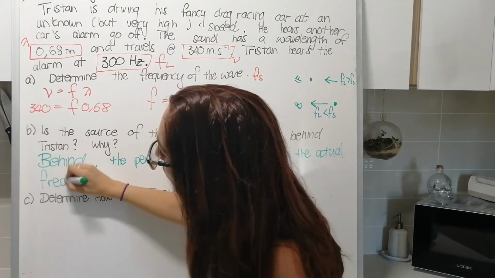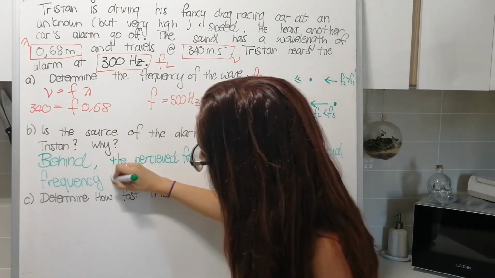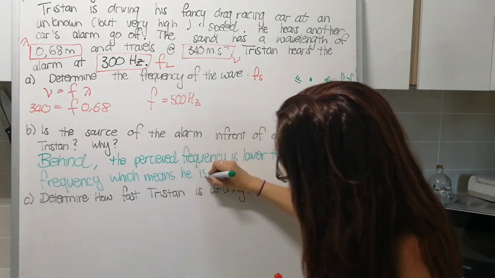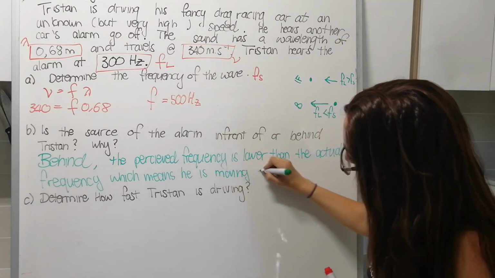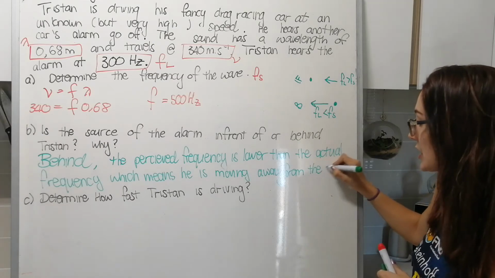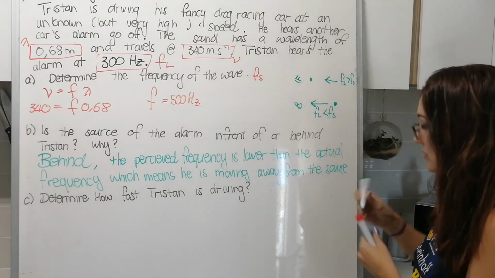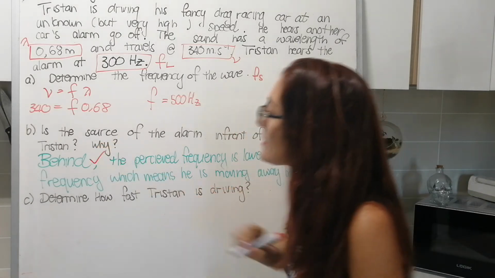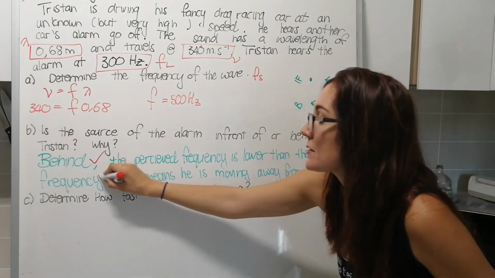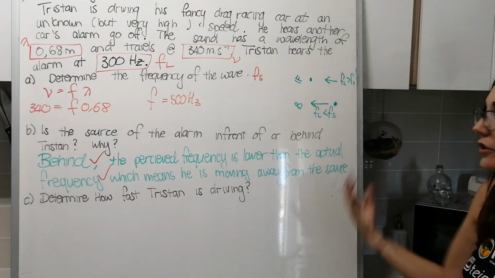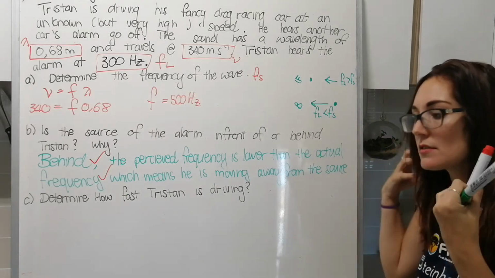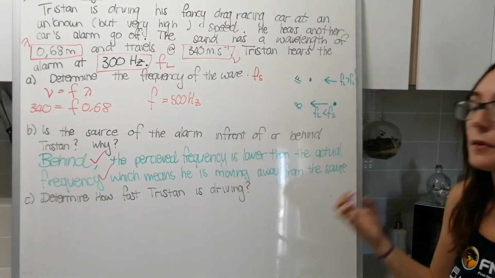Which means he is moving away from the object or away from the source. Okay, now this would normally be a 2-mark question, and you would get your 2 marks for saying where it is, and then it's honestly good enough to just say because the perceived frequency is lower than the actual frequency. So you don't even need to include that he's moving away from it. That's just for your benefit, so that you understand if it's behind him, it means he's moving away from it, and that's why he's hearing a lower perceived frequency.